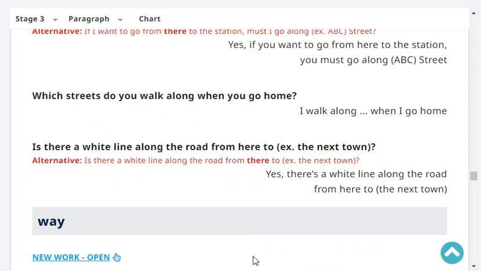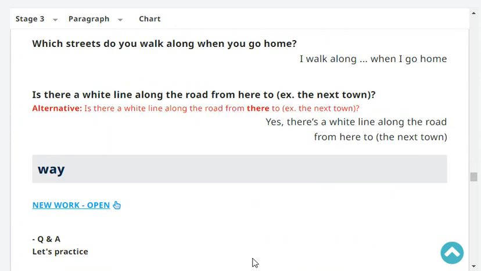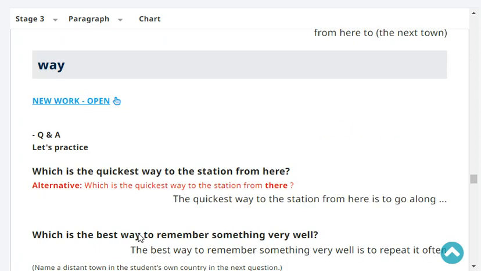Wait, is there a white line along the road from here to the next town? Yes, there's a white line. There is a white line along the road from here to the next town. Very good.